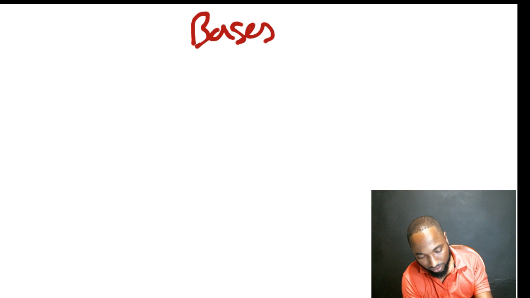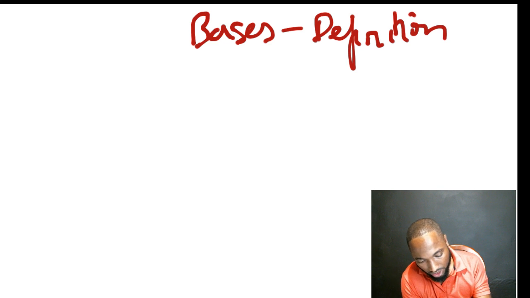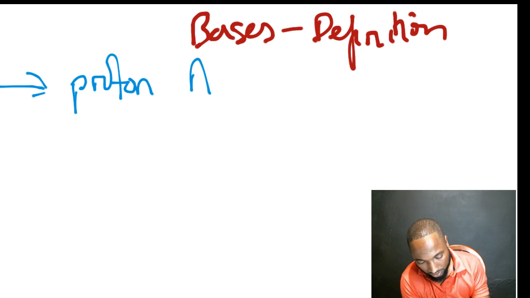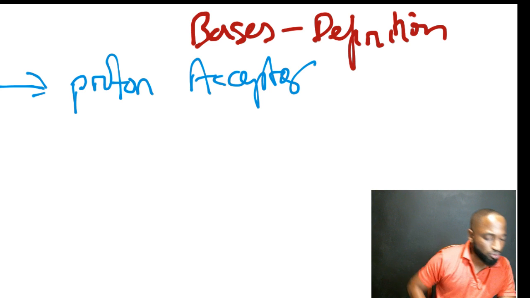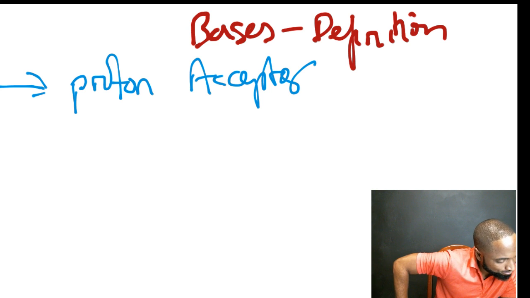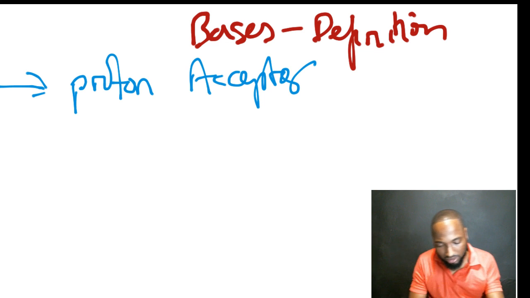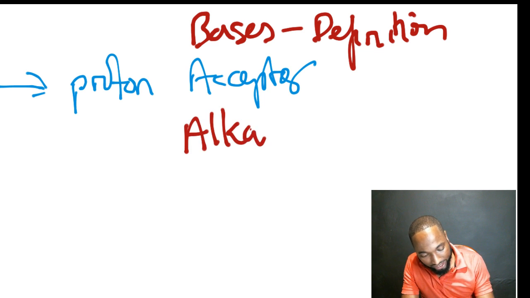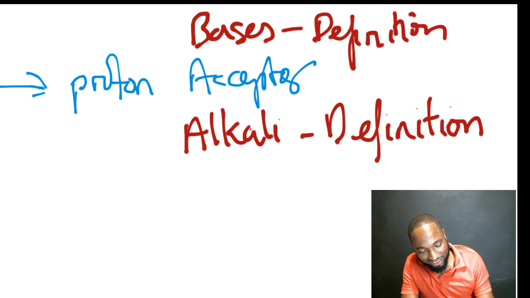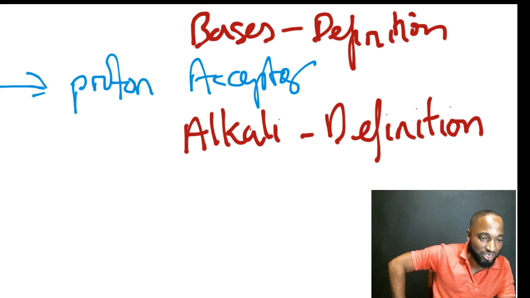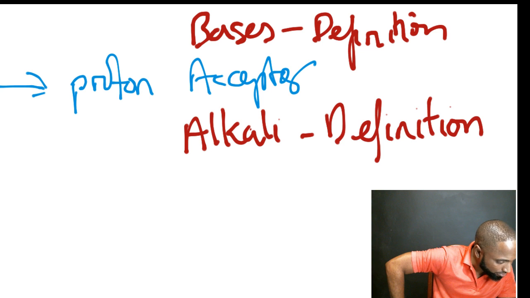Next up, bases, and the definition of a base. The first thing you need to know is the definition. Just as an acid is the proton donor, a base is the proton acceptor. And specifically, what's the definition of an alkali? A substance that reacts with an acid to form salt and water.